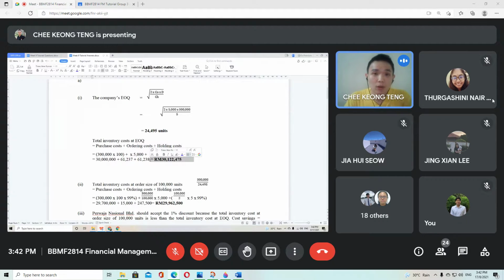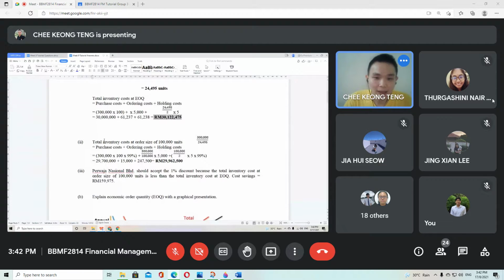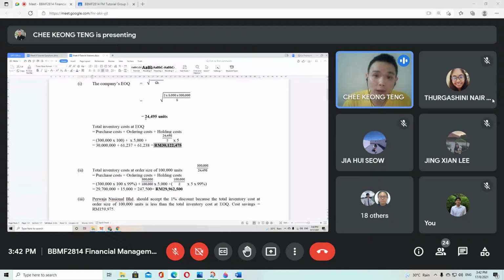But all of you should understand when you calculate the total inventory cost at EOQ, provided there is no discount given, no discount. You order at the purchase cost, no discount given. I can tell you, confirm this is the lowest cost because you order at EOQ. This is the lowest for sure. But later on, the question telling you, because your EOQ is only 24,000, every time you order 24,000 plus is the best.